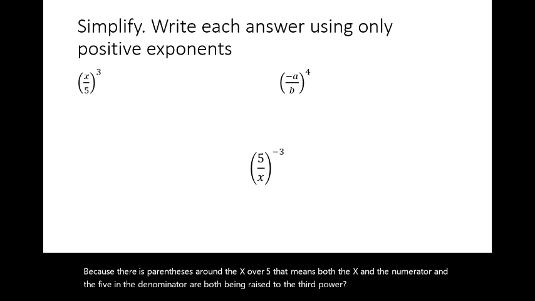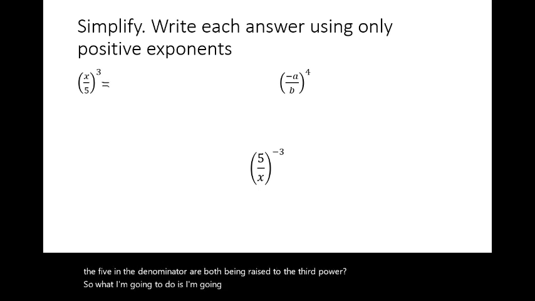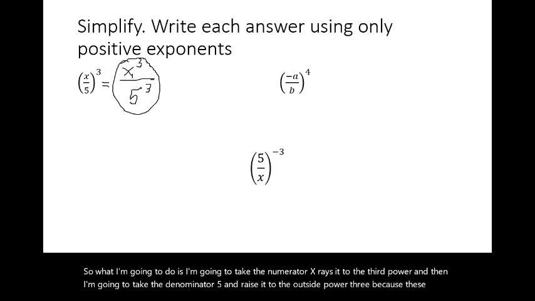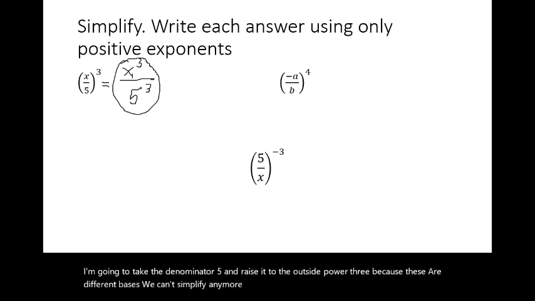So what I'm going to do is take the numerator x and raise it to the third power, and then take the denominator 5 and raise it to the outside power 3. Because these are different bases, we can't simplify any more than that. Now we're going to do basically the same thing here.